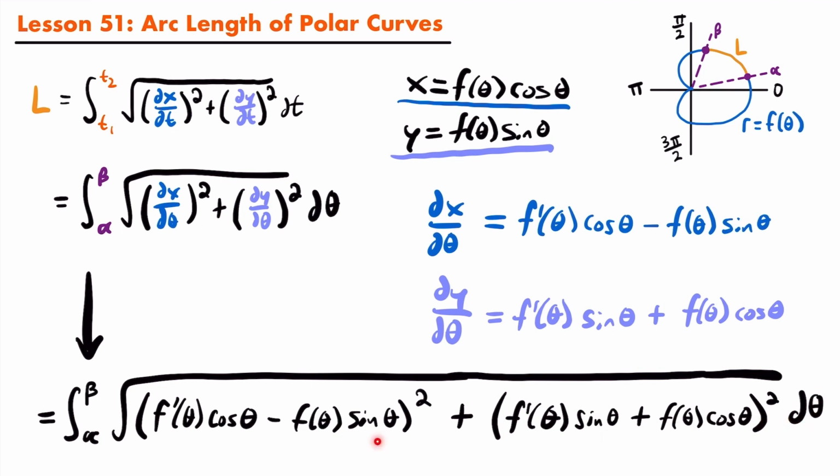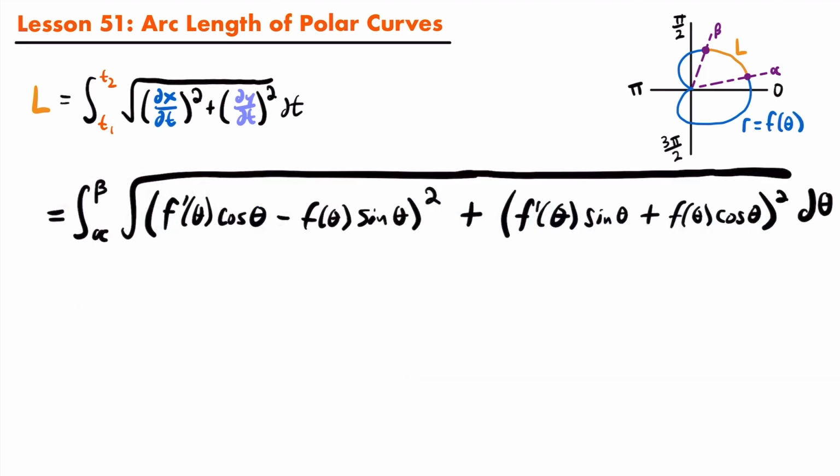Now this looks pretty complicated at the moment, and it is going to get a little bit more complicated because we're going to square each of these quantities. But after we square them, there's going to be a lot of nice simplifying that we can do that will result in a very nice and simplified formula. All right, and so let's work on simplifying this definite integral, and we will start by squaring each of these quantities. So here's what we'll have.